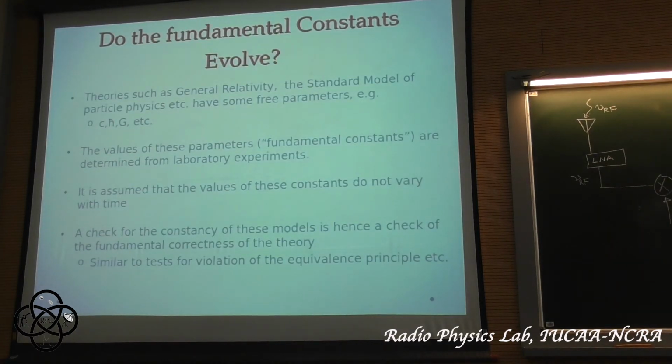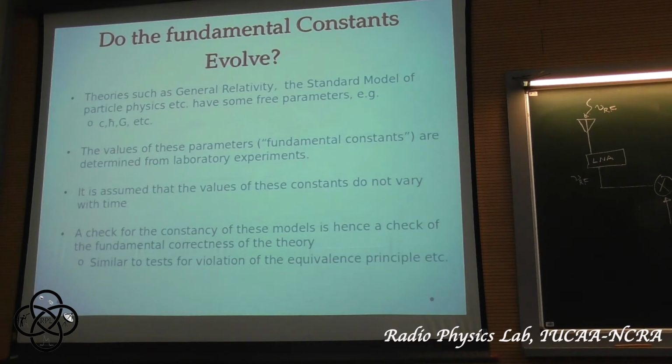Okay. The final thing I want to end with is talking about things on a still bigger scale and asking ourselves a question: Do fundamental constants evolve? So, for example, in theories such as general relativity, the standard model of physics, etc., there are many parameters, and some of them which you have certainly run into would be the speed of light, Planck's constant, Newton's constant, and so on and so forth. And the values of these parameters are fundamental constants. That is, you derive them from laboratory experiments. There's no underlying theory which tells you what that value should be. Right? You determine it from experiments.